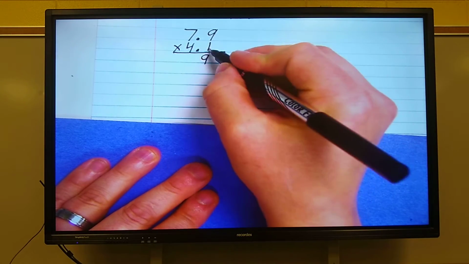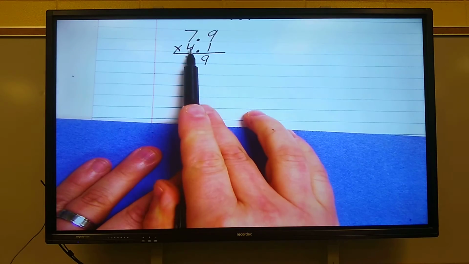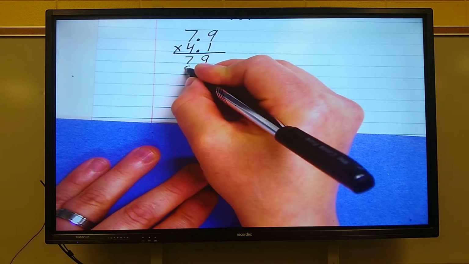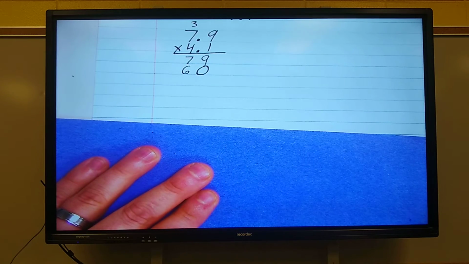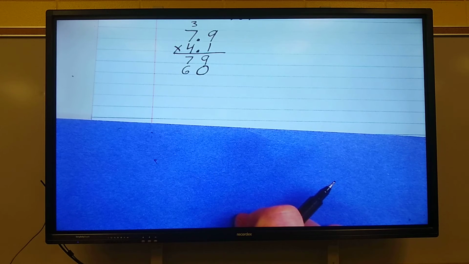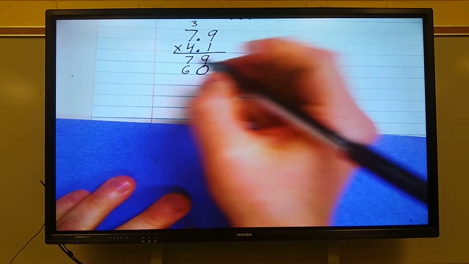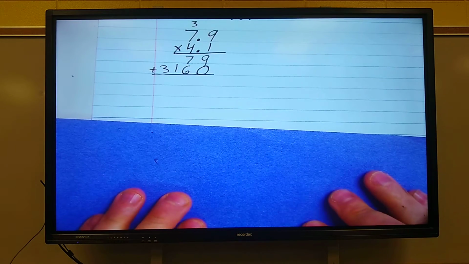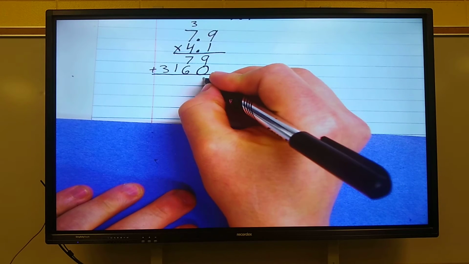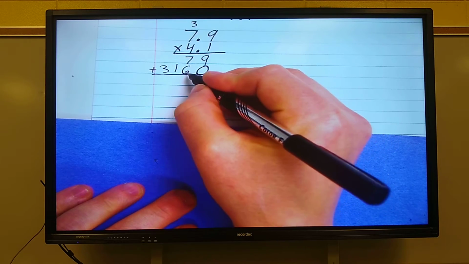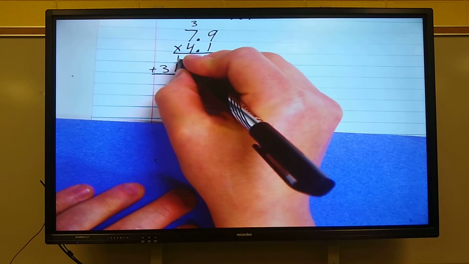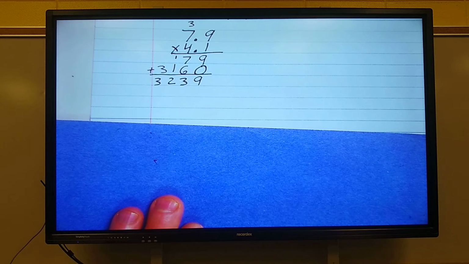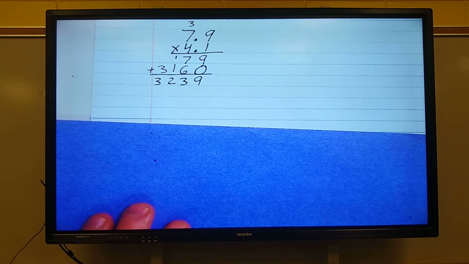1 times 9 is 9. 1 times 7 is 7. I'm not finished because I have a 4 here, but I got to bring down a 0. 4 times 9 is 36. Bring down this 6, carry the 3. And 4 times 7 is 28, plus 3, don't forget to add the 3, is 31. And now I have to add, now all of this we learned last week. 9 plus 0 is 9. 7 plus 6 is 13. Bring down the 3, carry the 1. 1 plus 1 is 2. Nothing plus 3 is 3. So there, I multiplied it. And if you multiplied correct, you got 3, 2, 3, 9.